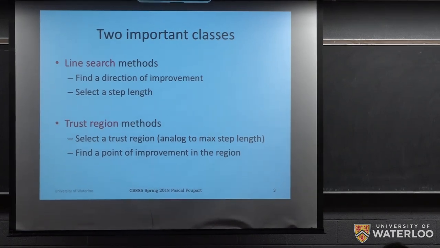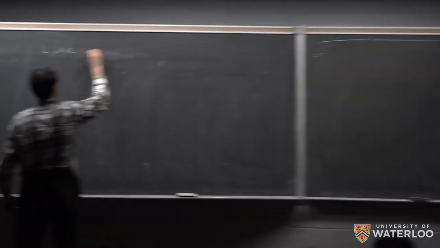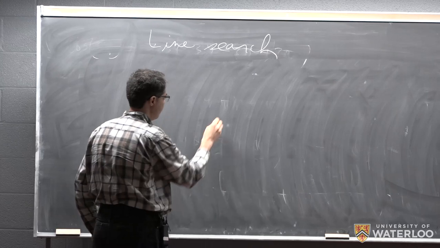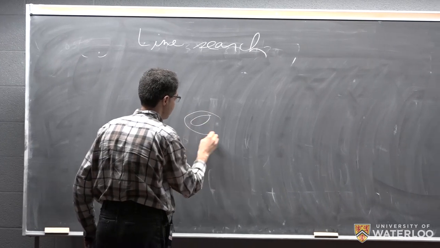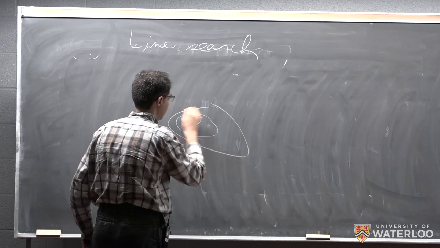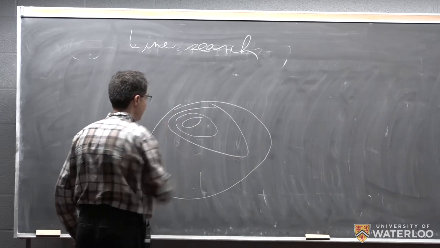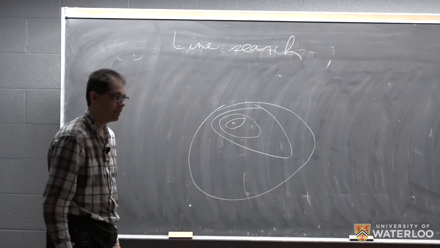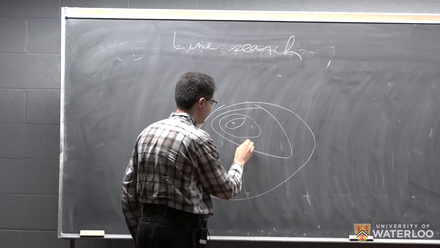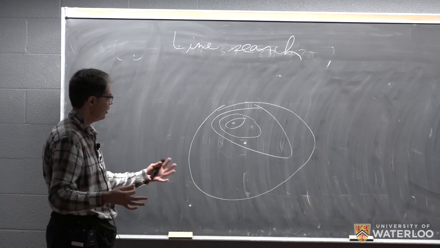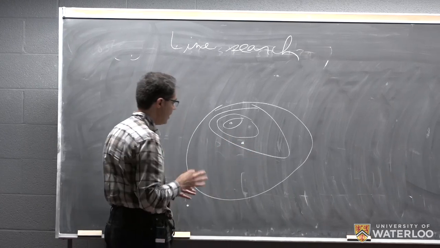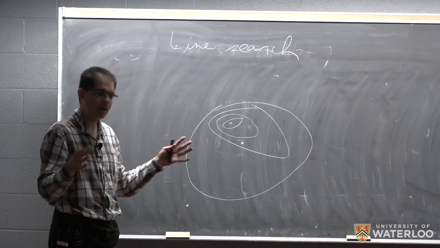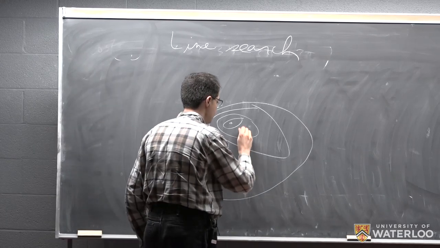Now, just to be concrete, let me draw some information here. So perhaps, okay, for line search, you could imagine that we have some region with contours that might look like this, and so on. Now, if we would like to find the maximum, which happens to be here, let's say, and we are at this location, then a line search would essentially pick a direction. It doesn't have to be necessarily the steepest direction, just some direction of improvement. And so it could be this direction.